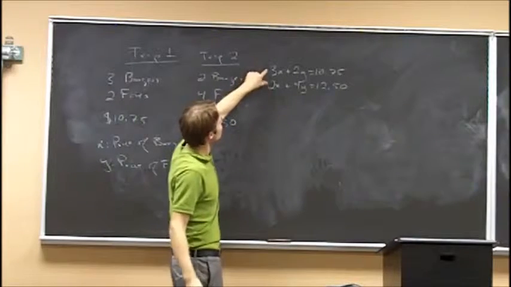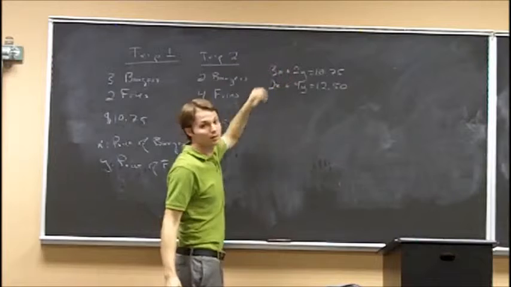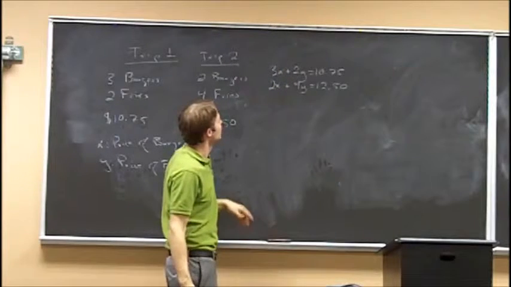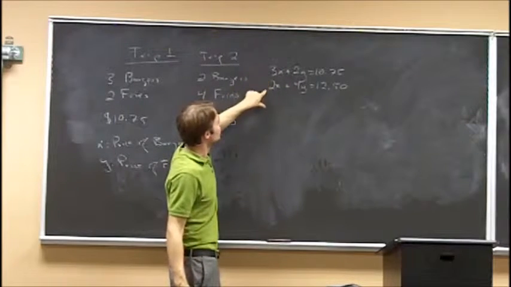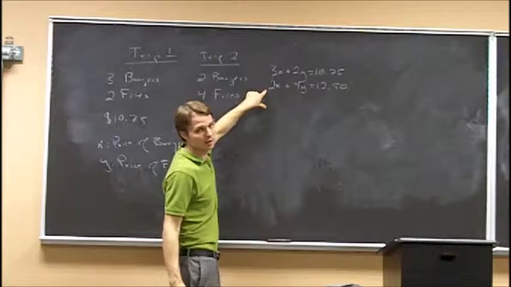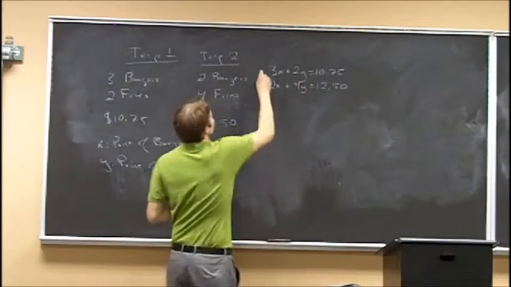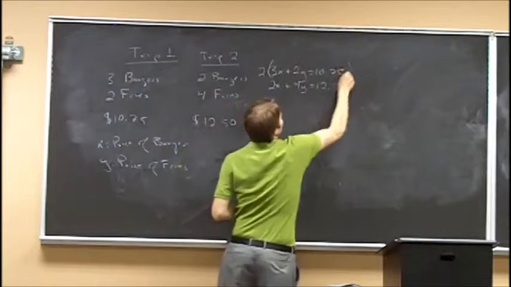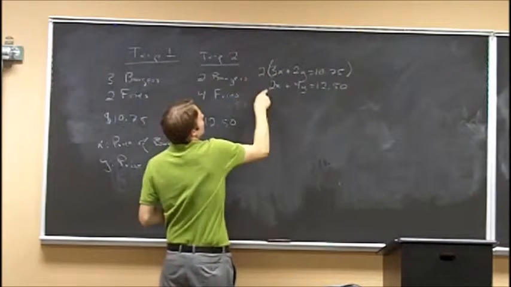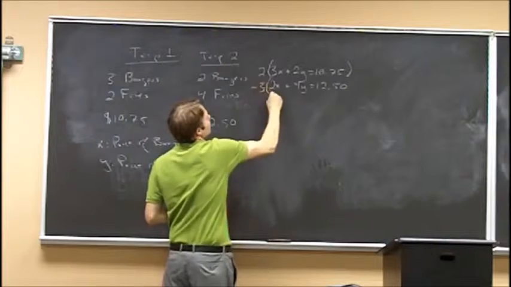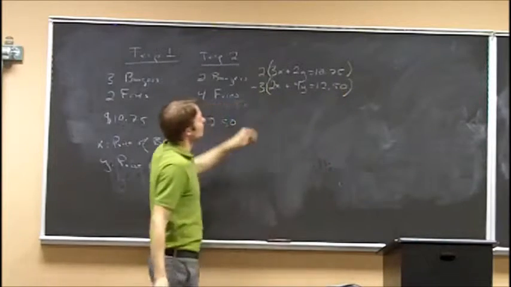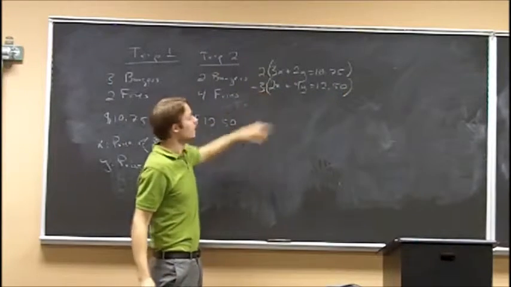It would be really easy to eliminate the x variable or the y variable. In this case, they're both about the same. I could turn this to a 6 and this to a negative 6, and then I could knock out the x's using the elimination method. So I'll take my top equation and multiply everything through by 2, and my bottom equation I'll multiply everything through by negative 3, because I'm trying to make this 6 and this a negative 6.